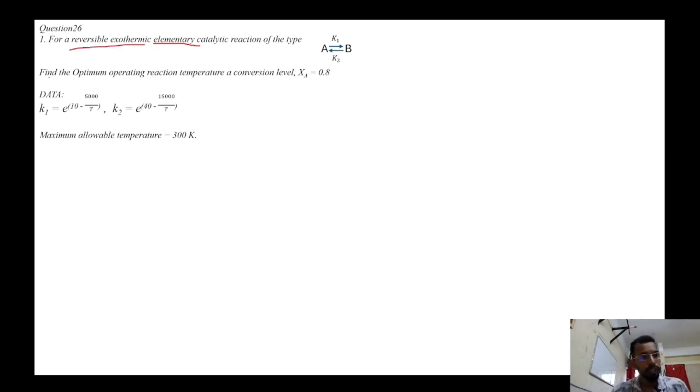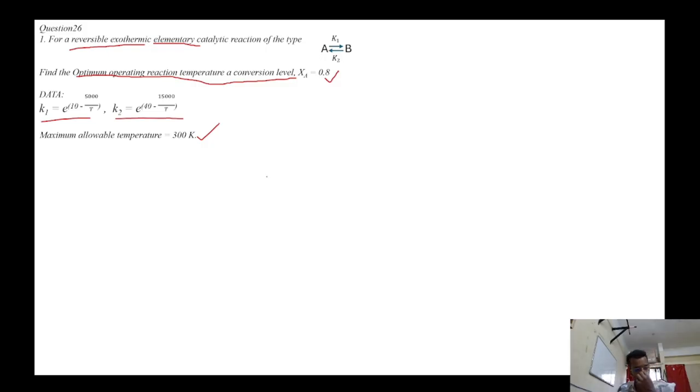So what the question is saying: find the optimum operating reaction temperature, where the conversion level is 0.8. We have rate constants K1 and K2, and the maximum temperature is 300. So we will get an answer around 300, or below 300, or just above 300.